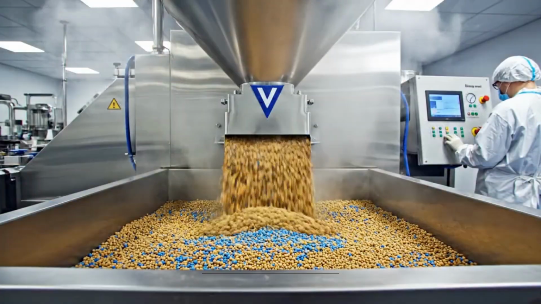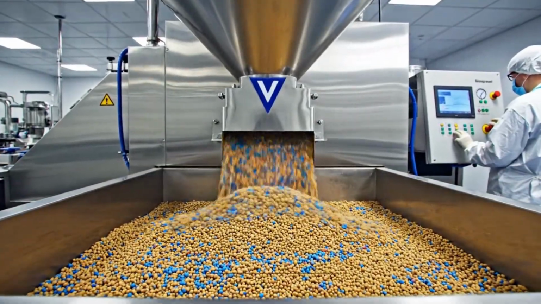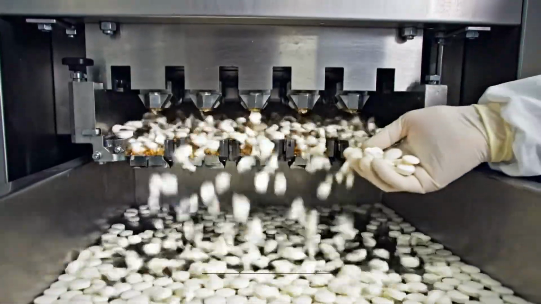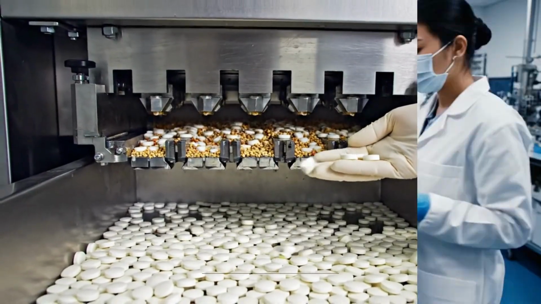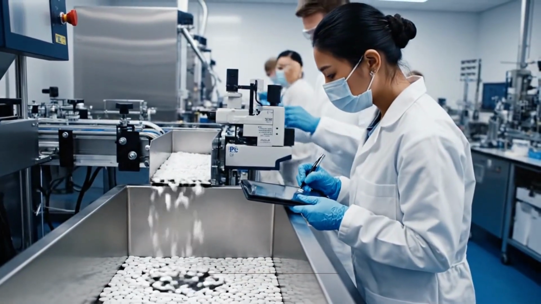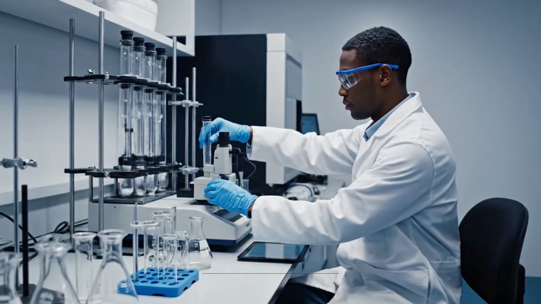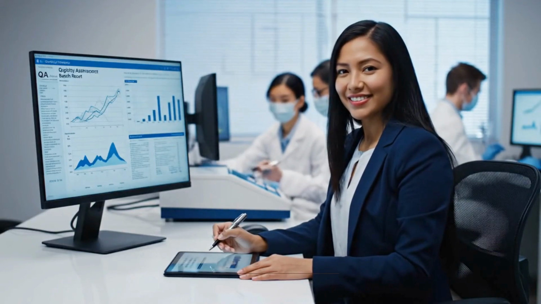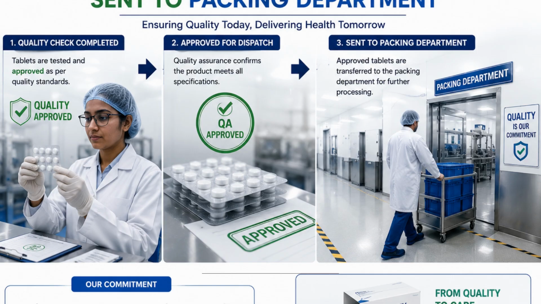After production of pharmaceutical tablets and capsules, they are sent to the quality control department. In the quality control laboratory, the QC people check the quality of the product, like assay, dissolution, and content uniformity. After getting the report from the QC, the QA releases the batch for the packing process.